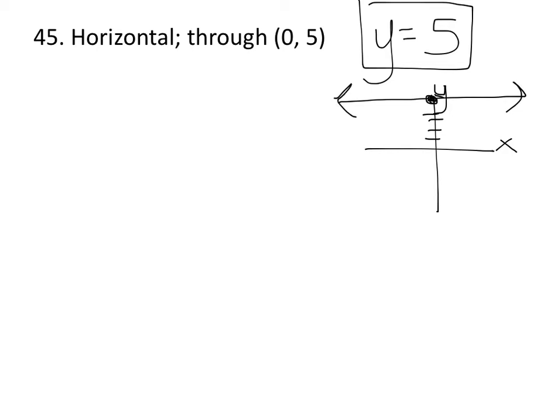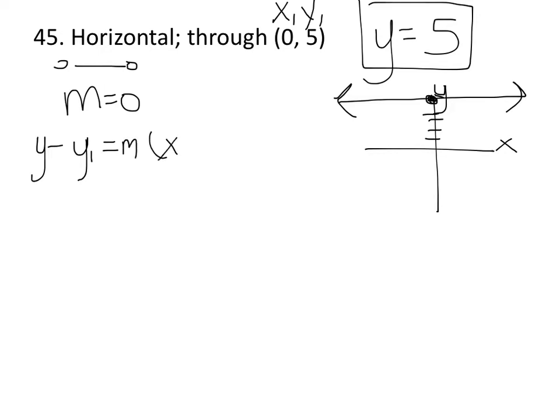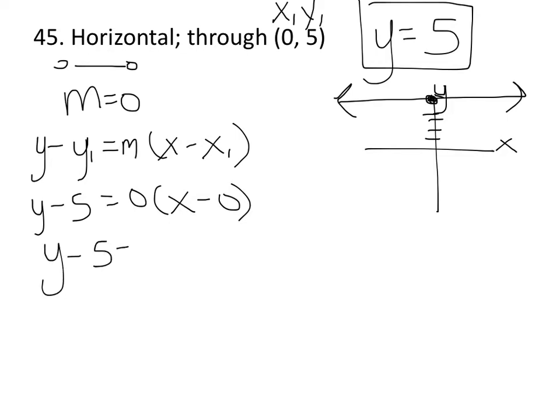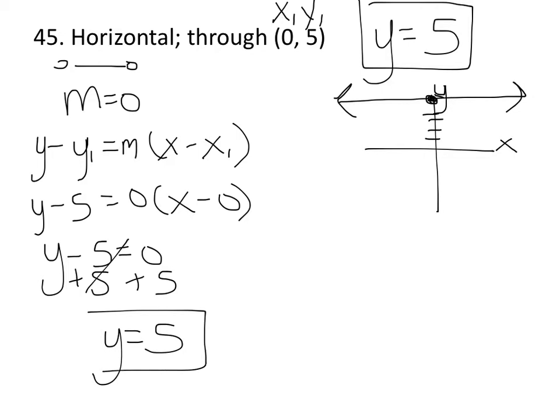Or you could say horizontal line, that's slope guy's mouth, with the zeros on each side of it. So you know it has a slope of 0, and you could say x1, y1, and plug this point into the slope formula: y minus y1 equals m times x minus x1. So y minus 5 is equal to 0 times x minus 0. Y minus 5 is equal to 0, because 0 times anything is 0. Add 5 to both sides, and you get y equals 5. Either way, you're getting the same answer.